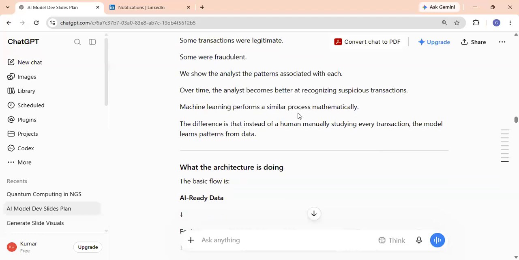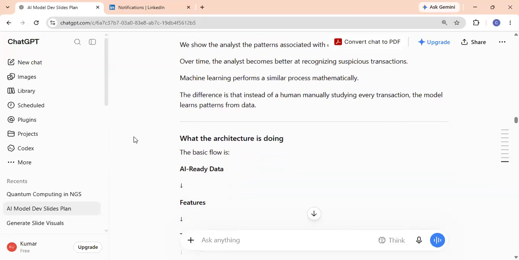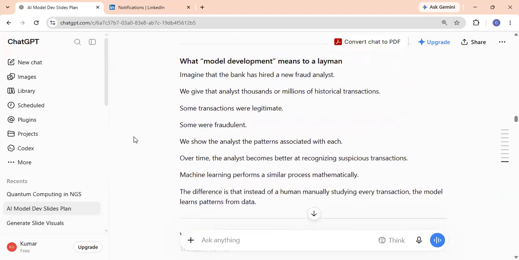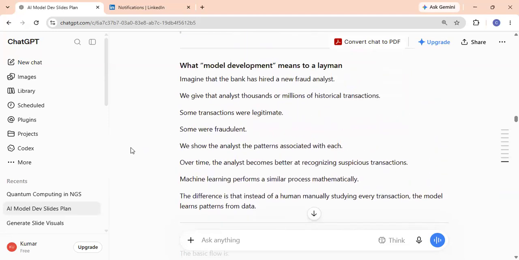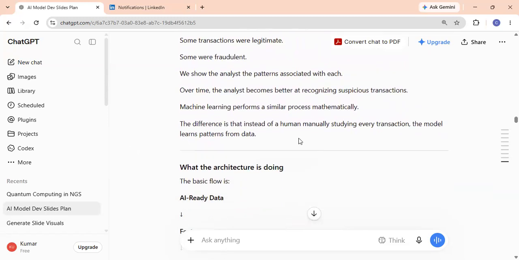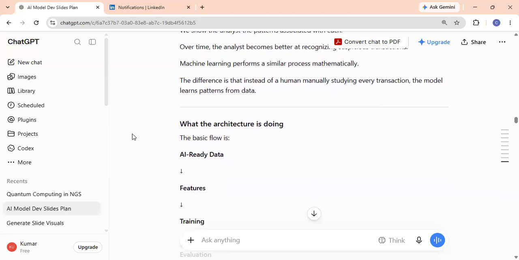Machine learning performs a similar process mathematically. The difference is that instead of a human manually studying every transaction, the model learns patterns from data. So, how did this user learn it? He identified different categories of transactions, different customer categories also, and segregated them. Then he reviewed the data. Then he identified fraudulent transactions. The same way, we are working with the feature engineering concept in machine learning, where different features are segregated and identified by the model to find the fraudulent transactions.